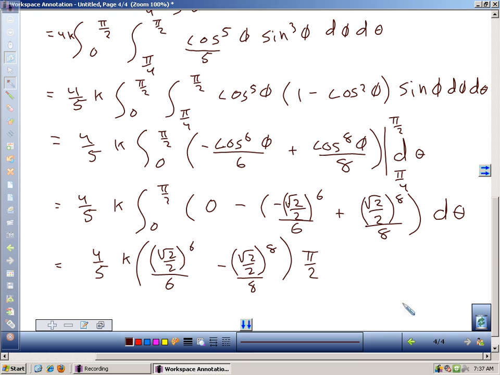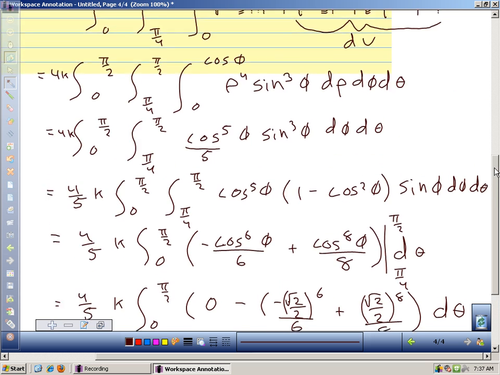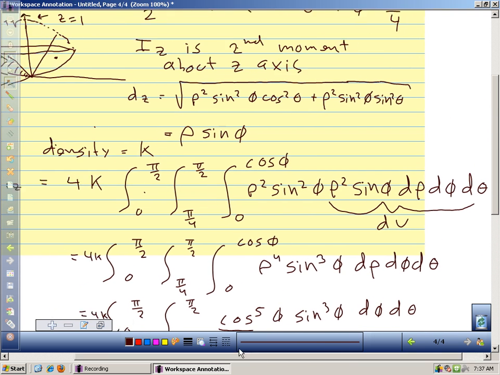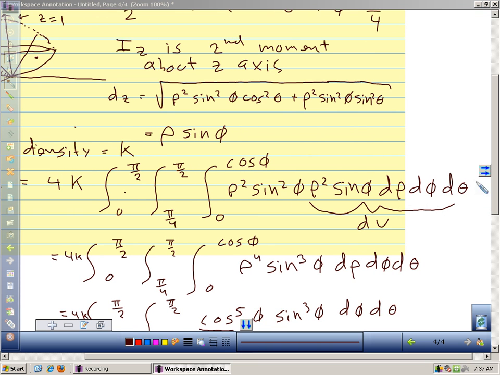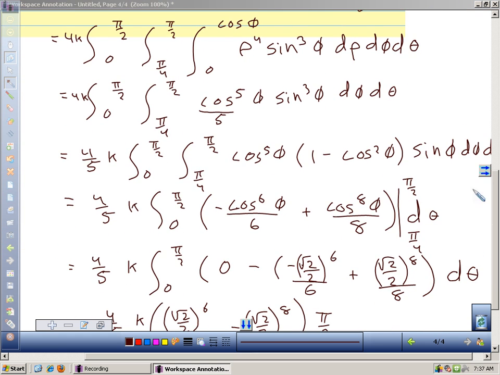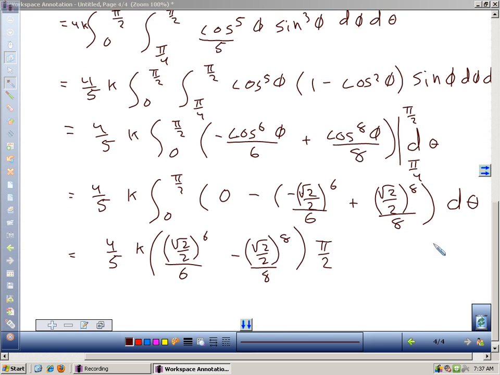All right. So the evaluation of this one was a little tedious. What I more wanted to demonstrate was just the setup of the integral, finding our limits. All right. Any questions? No? Okay.